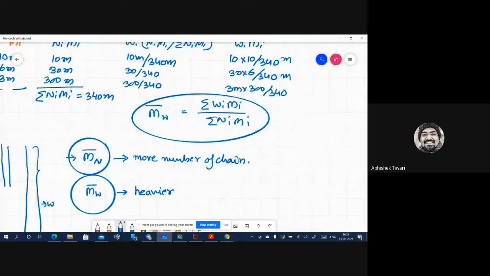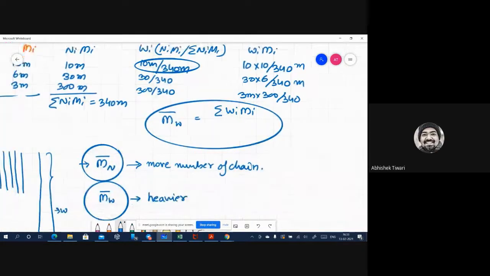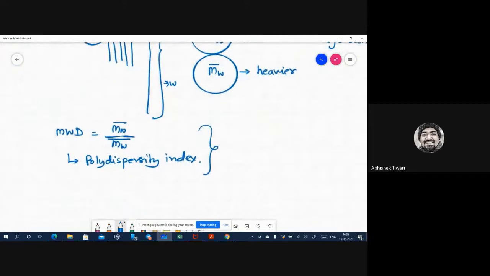We do not have this. So this formula is simply the summation, because we already are taking fraction in defining Wi, so we don't need to do a fraction anymore. So just the summation of Wi into Mi will be the weight average molecular weight of the polymer, and the polydispersity index is actually opposite of what I have defined. So this is the weight average divided by the number average.